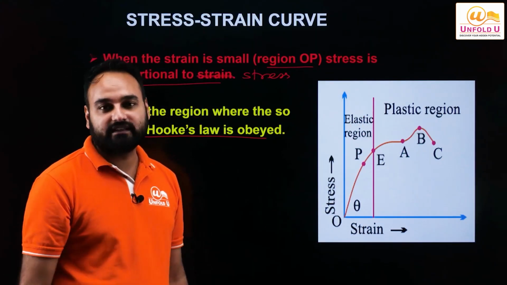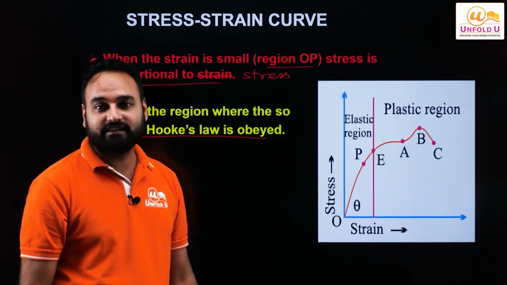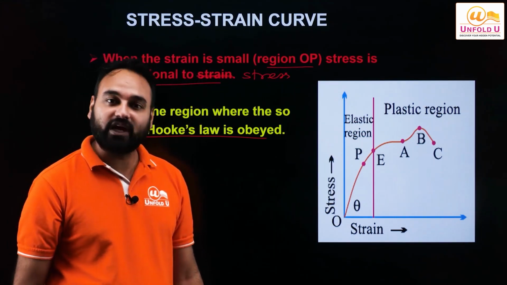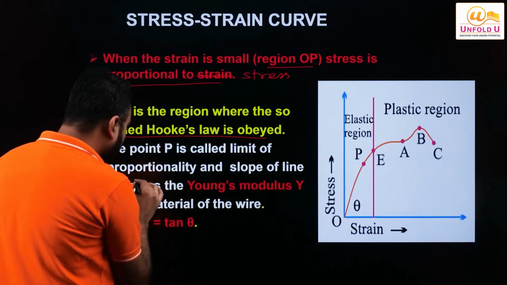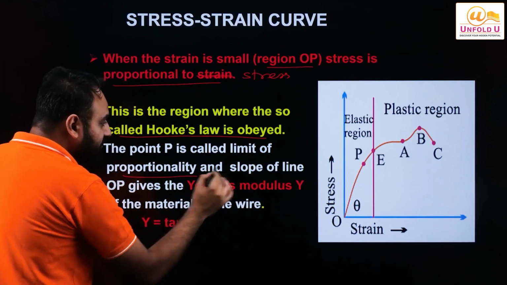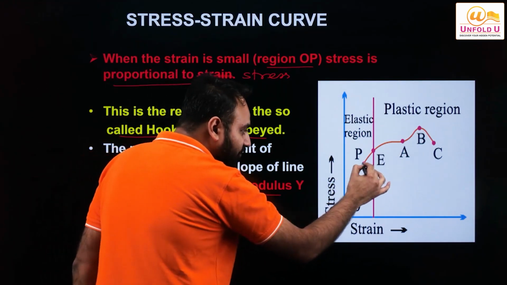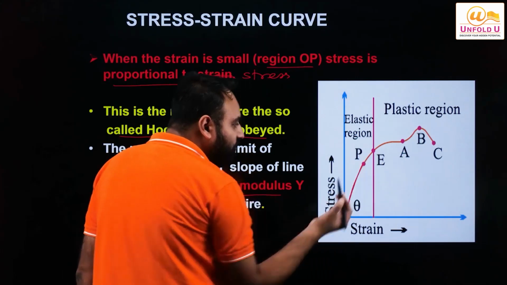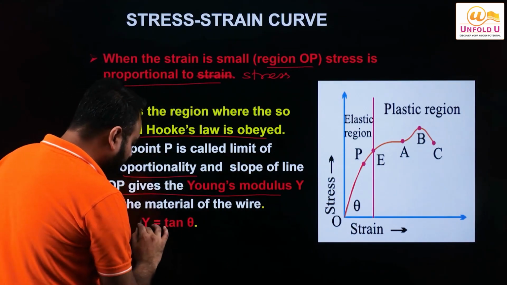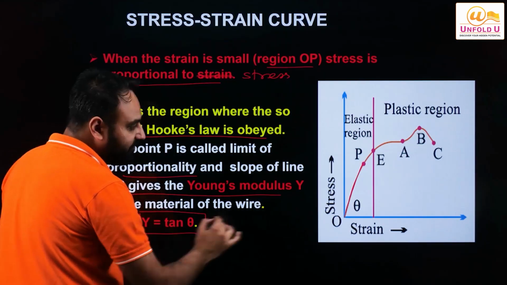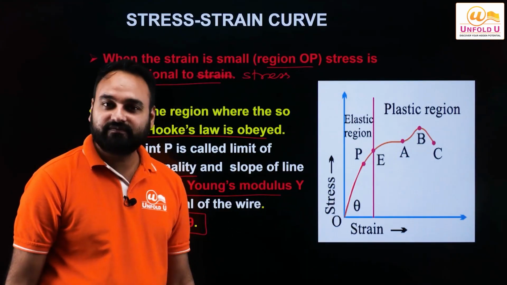Sometimes you get a question like this: Hooke's law is valid in which region? It is valid only for the elastic region. It is not at all valid in the plastic region, right? So let's move forward and let's see. The point P is called the limit of proportionality, and the slope of line OP gives Young's modulus. We know the slope of this line OP gives the modulus of elasticity of the material, and Y is equal to tan theta. This is also something we know, right? Because tan theta is the slope of this curve, right?